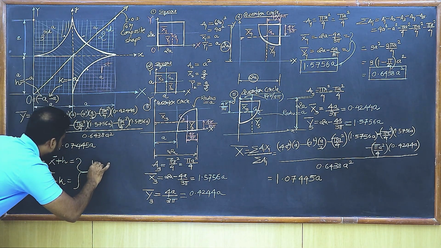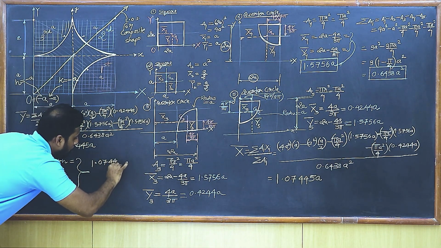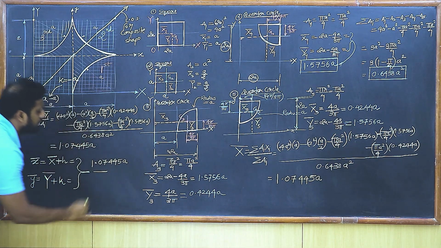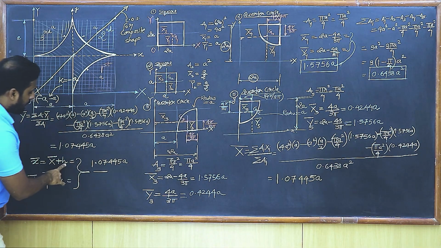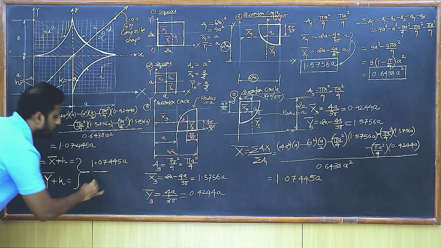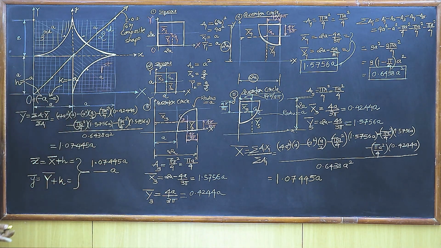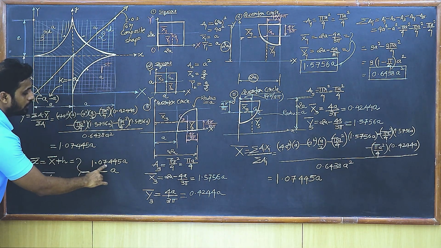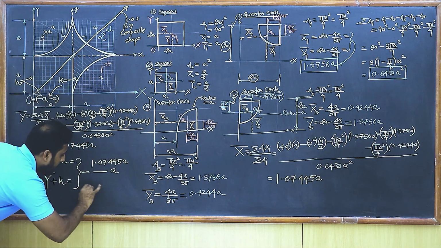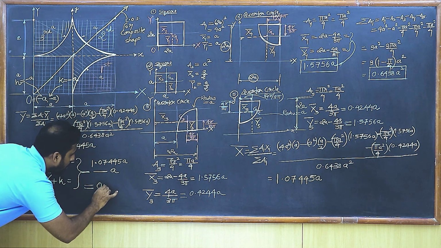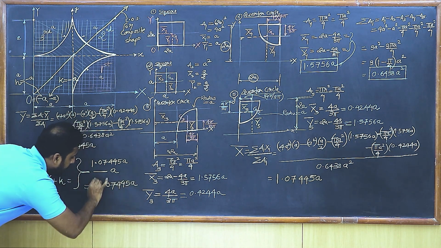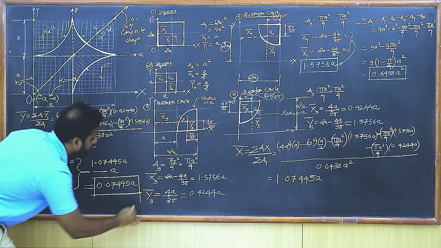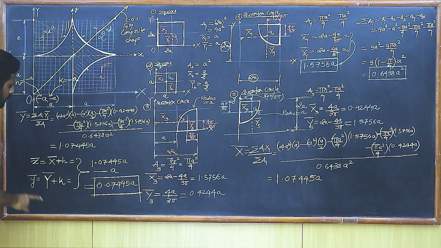1.07445A. So 1.07445A minus what is H and K? A, isn't it? Minus A. So plus H plus K, it is minus A. So you simply need to subtract A from here, 1A. So 1.07445A minus A will give me what answer? It gives me 0.07445A. It is both small x bar as well as small y bar.